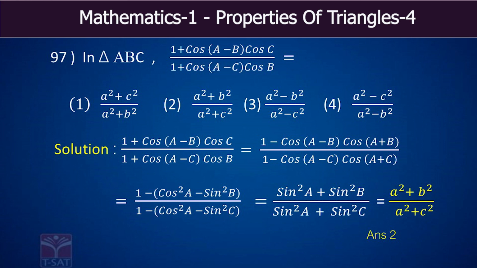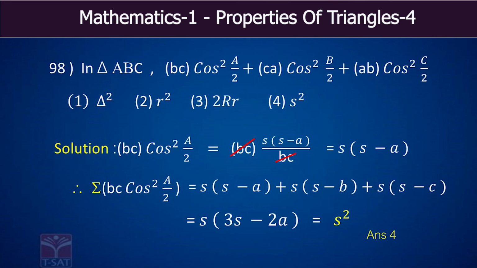Okay. Now, (1 + cos(A − B) cos C)/(1 + cos(A − C) cos B) is (1 − cos(A − B) cos(A + B))/(1 − cos(A − C) cos(A + C)), because A + B is equal to 180 − C. So that is (1 − (cos² A − sin² B))/(1 − (cos² A − sin² C)), which is equal to (sin² A + sin² B)/(sin² A + sin² C), which is (a² + b²)/(a² + c²). Answer is option number 2.